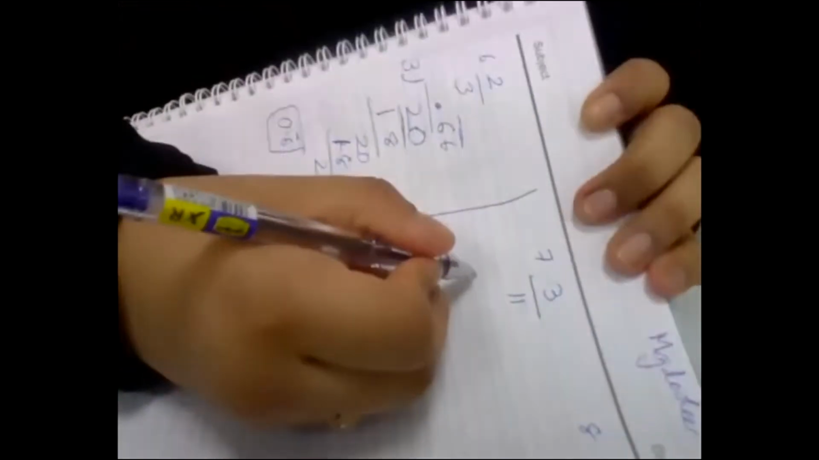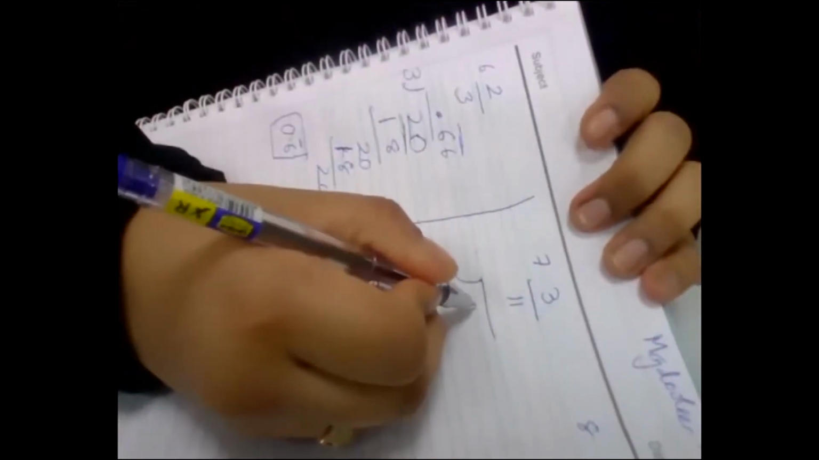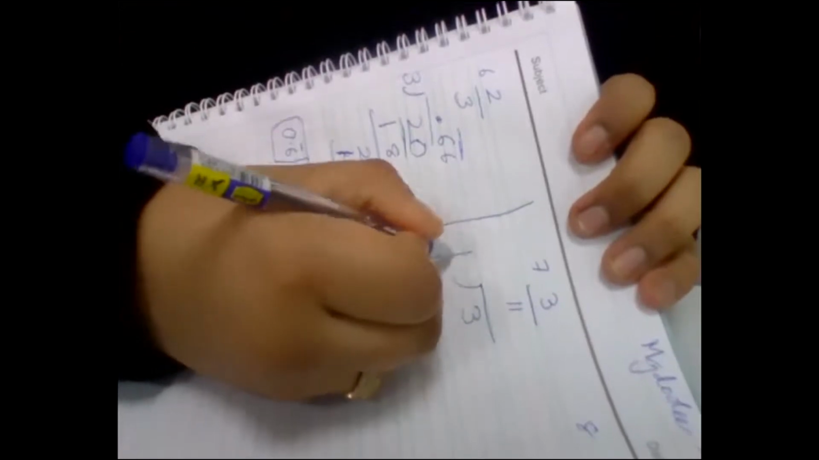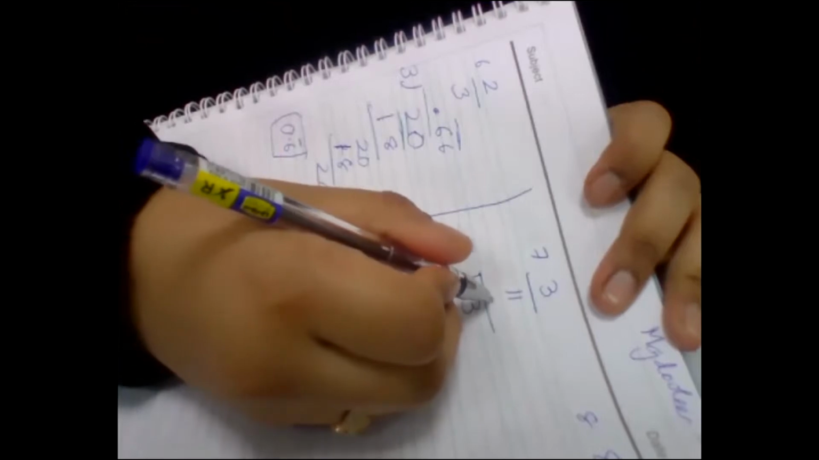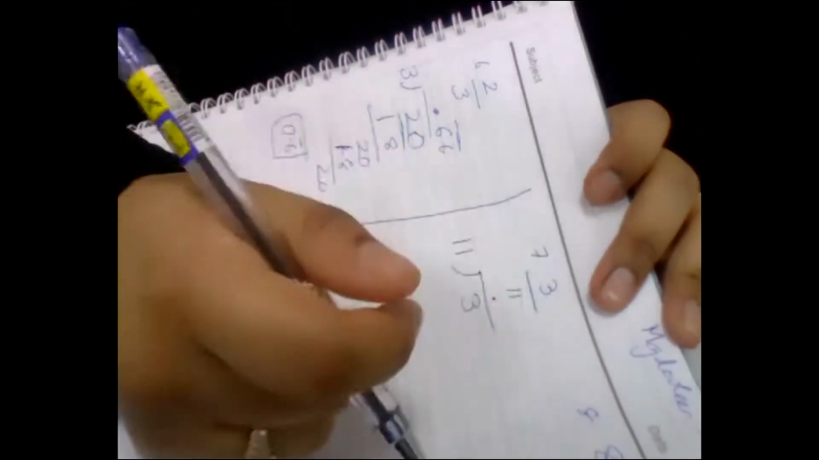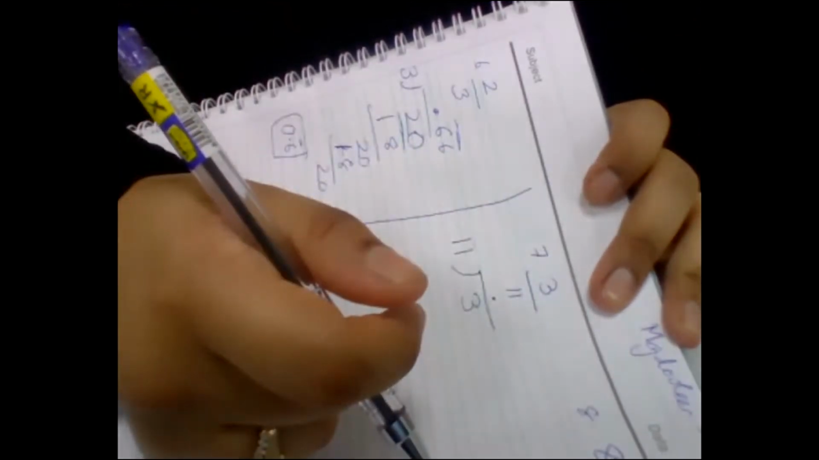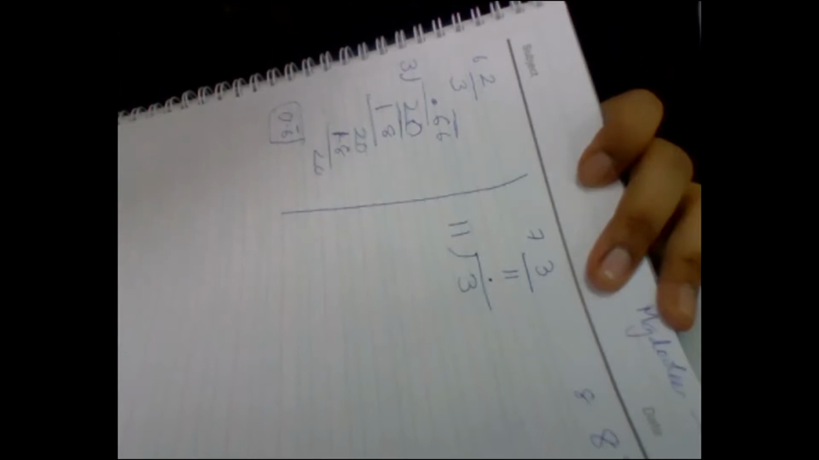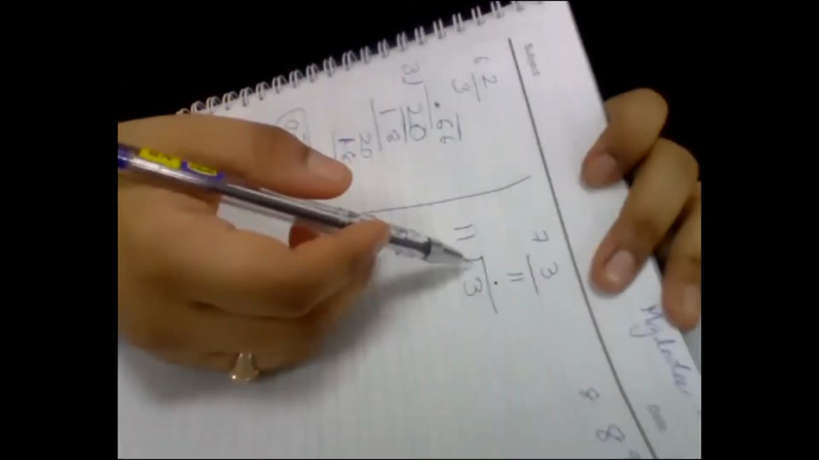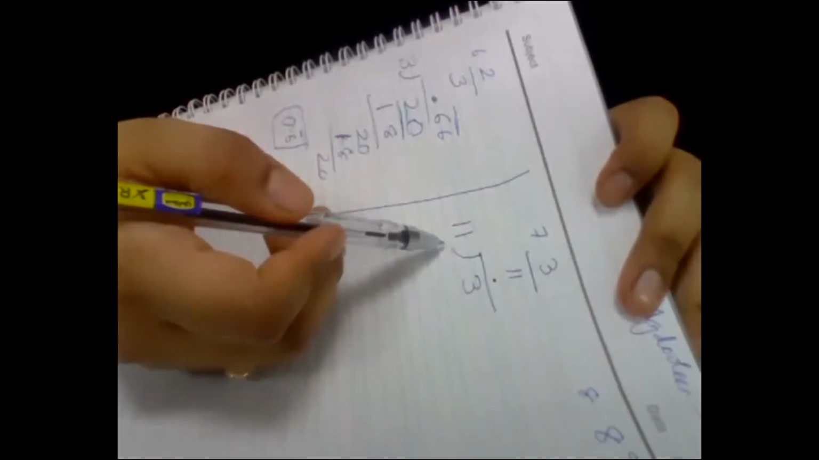Now for 3 and 11. Are you agreeing with me? Miss, you wrote 7, then 3, then 11. The 7 is the number of the question. It's not really part of the fraction. It's like 3 over 11.